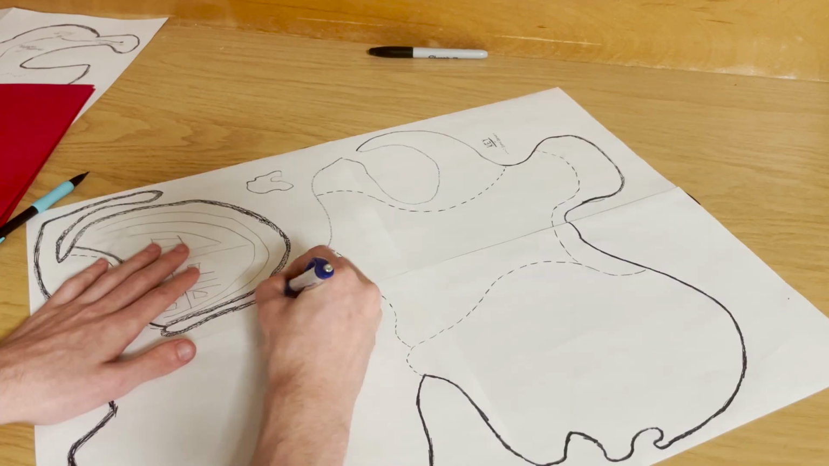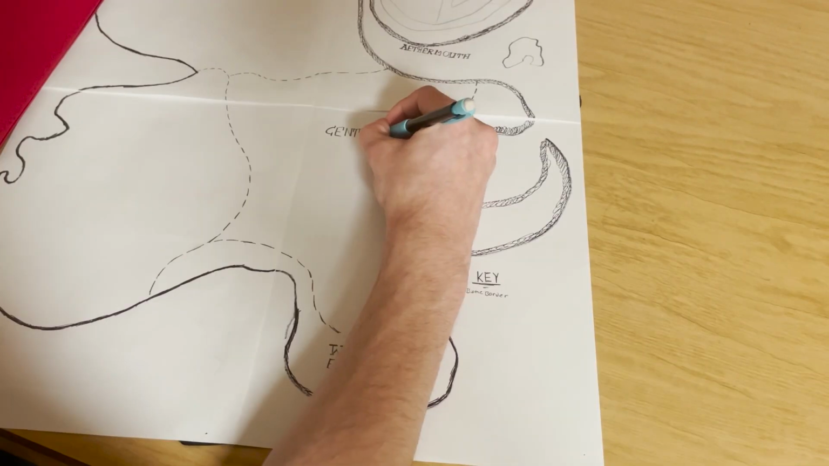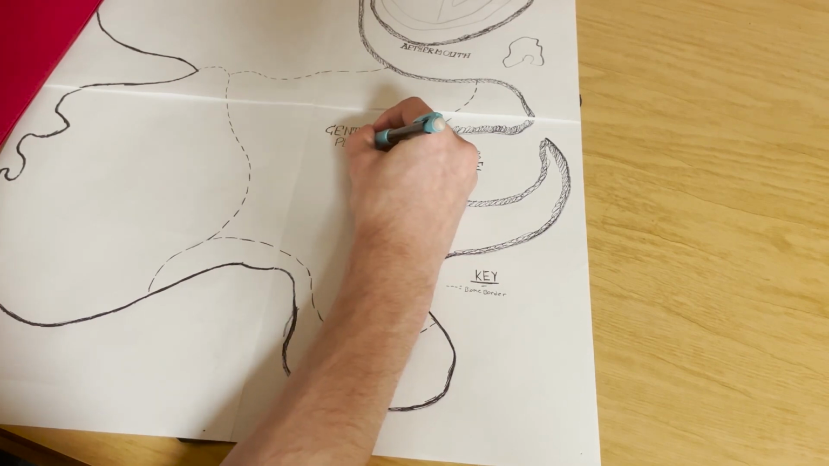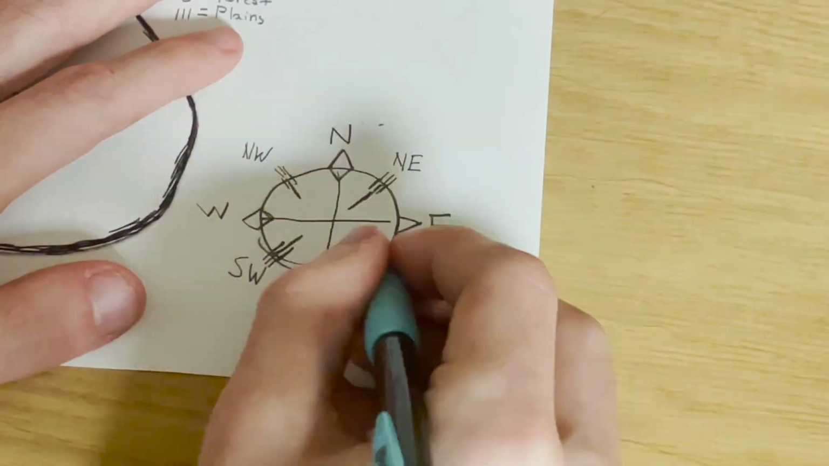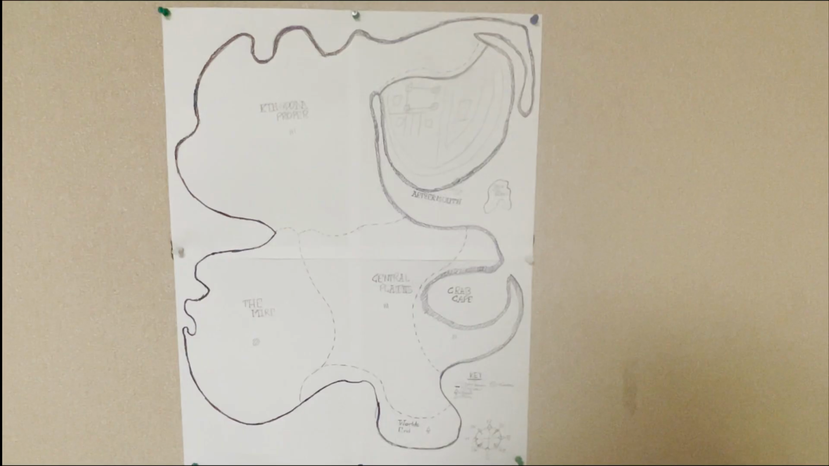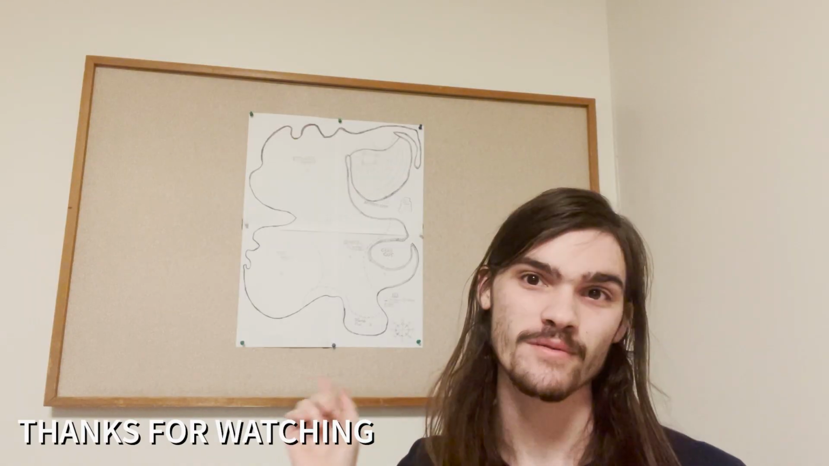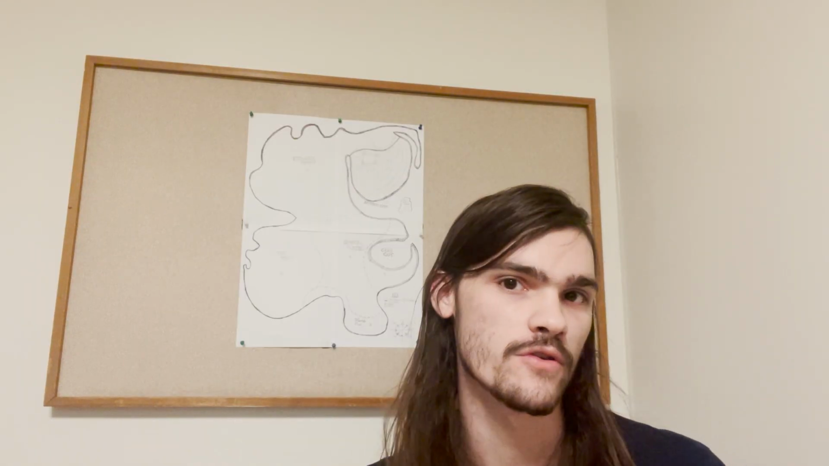I personally added a little city and some lines to show biomes and named everything. The key and the compass should be simple and match the rest of the map. And that is how you make a quick and easy fantasy map to use for any story you may want to tell.